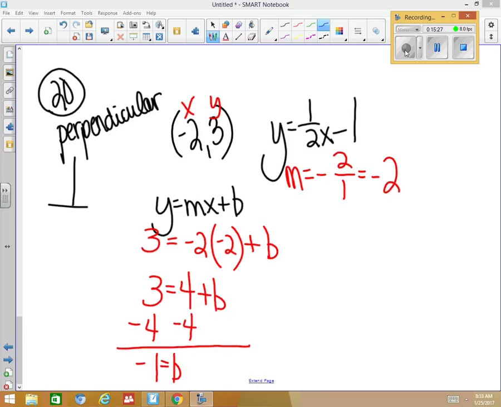Okay. And now, I plug it in. They both have the same b. That turned out the same, but that doesn't always work that way. Do not think that that's how that goes.